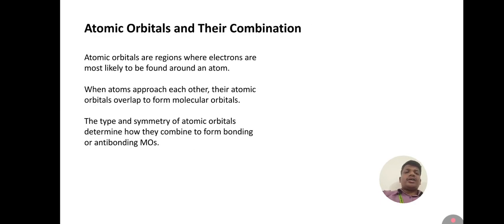Atomic orbitals and their combination. Atomic orbitals are regions where electrons are most likely to be found around an atom. When atoms approach each other, their atomic orbitals overlap to form molecular orbitals. The type and symmetry of atomic orbitals determine how they combine to form bonding or anti-bonding molecular orbitals.